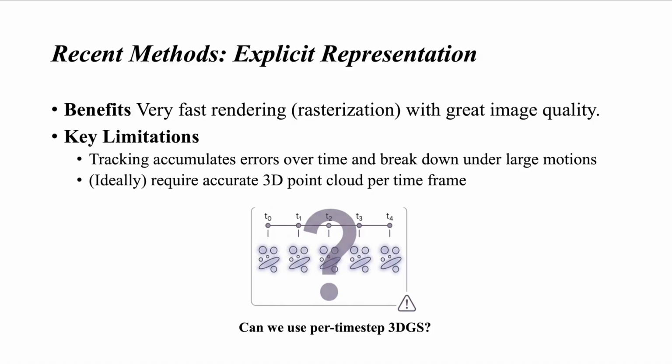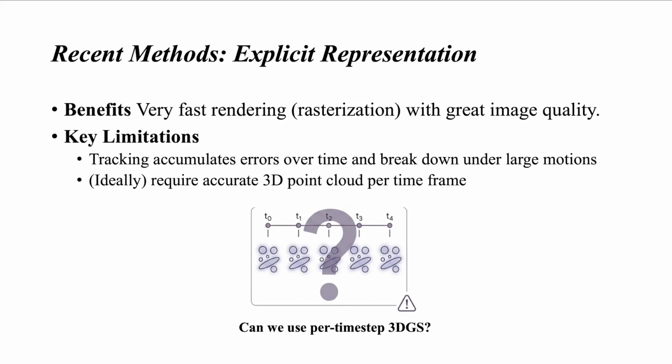Explicit Gaussian-based representations have a major advantage. They render very fast through rasterization while maintaining high visual quality. This makes them attractive for practical replay and visualization. However, dynamic Gaussian methods also face challenges. Tracking can accumulate errors over time and may break down under large or abrupt motion. Some methods also ideally require accurate 3D point clouds for many timeframes, which can be expensive.